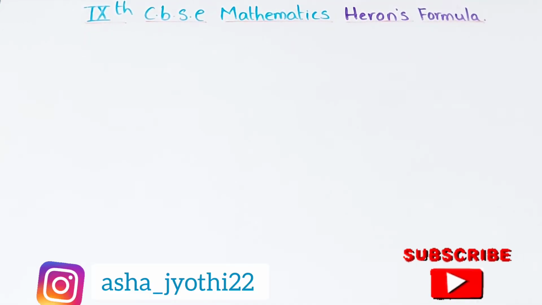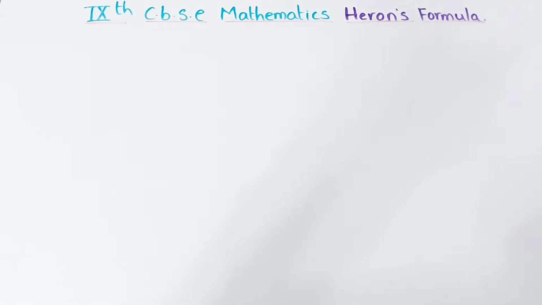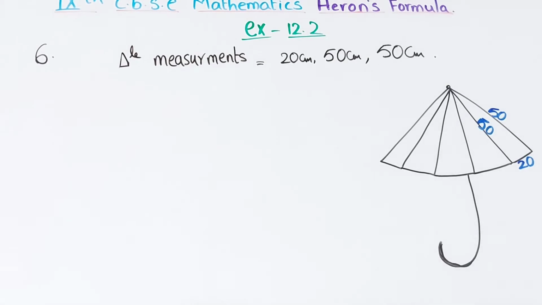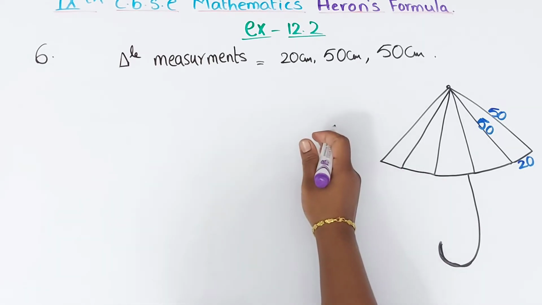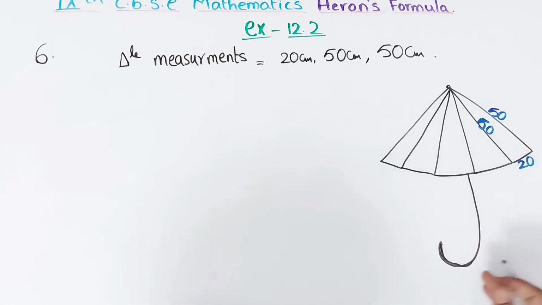We are learning 9th standard CBSE Mathematics, Chapter 12, Heron's Formula. We are doing exercise 12.2, children, 6th question. An umbrella is made by stitching 10 triangular pieces of cloth of 2 different colors. Each piece measuring 20 cm, 50 cm and 50 cm. How much cloth of each color is required for the umbrella?